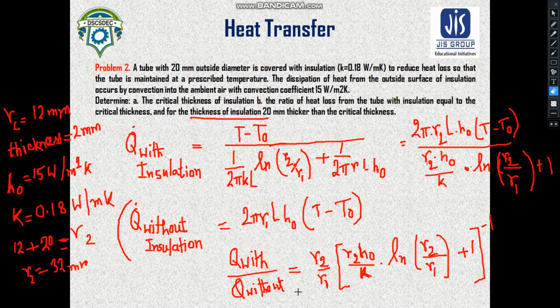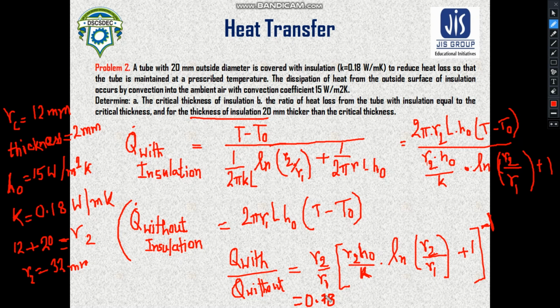Now just remove this. Now the formulation remains the same, but the problem is that this R2 has changed. So this R2 has changed to 32. So now if you put R2 as 32, R1 as 10 millimeter, this HO as 15 watt per meter square Kelvin, this K as 0.18, and please remember that this is the inverse sign. Okay, so if you do the calculations, you will see it would become 0.78 in the second case.